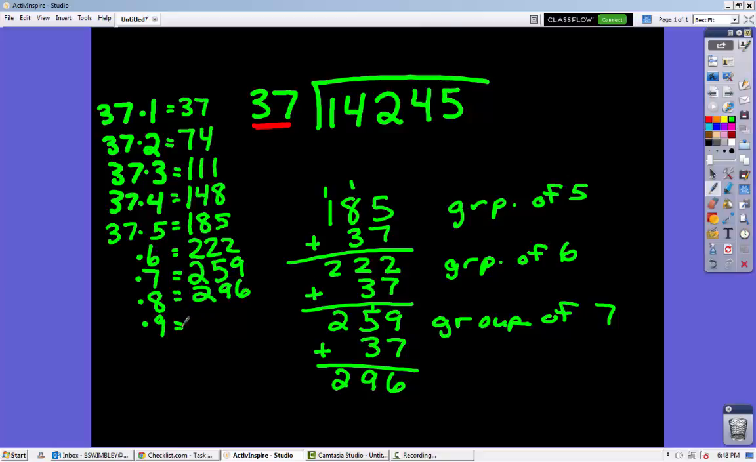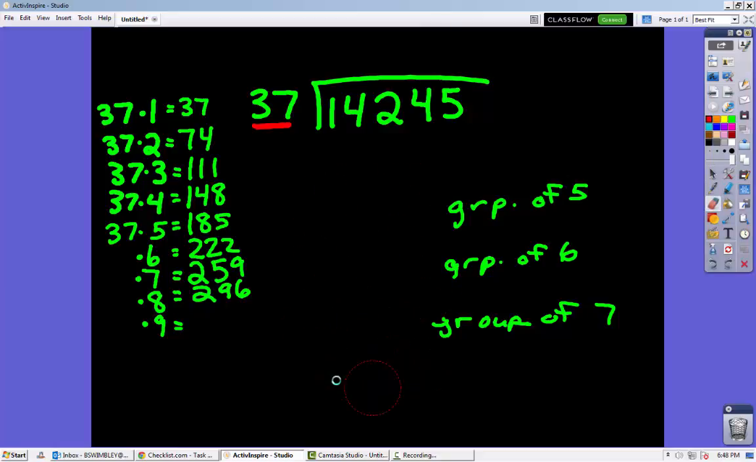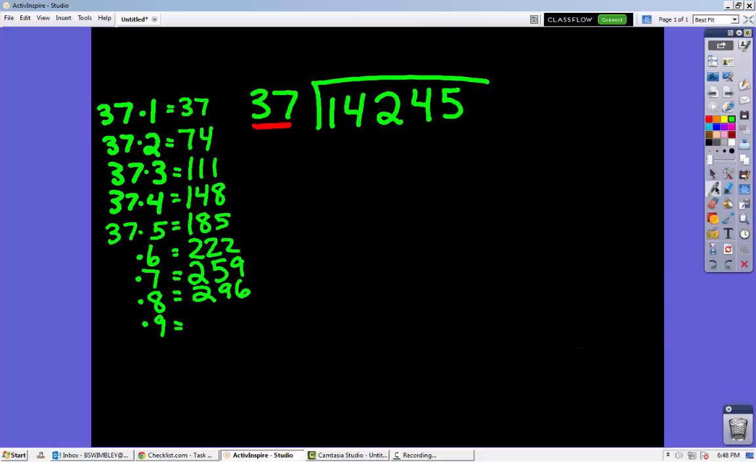And then my last one, that group of 9. I'm going to do it the difficult way, just to show I'm still able to use my multiplication. So I can think of these problems as repeated addition or as multiplication. So I have 37, because remember that is my divisor. 37 times 9. 9 times 7, that's a 63. I carry that 6. 9 times 3, that's a 27. 27 plus 6, that's 33.